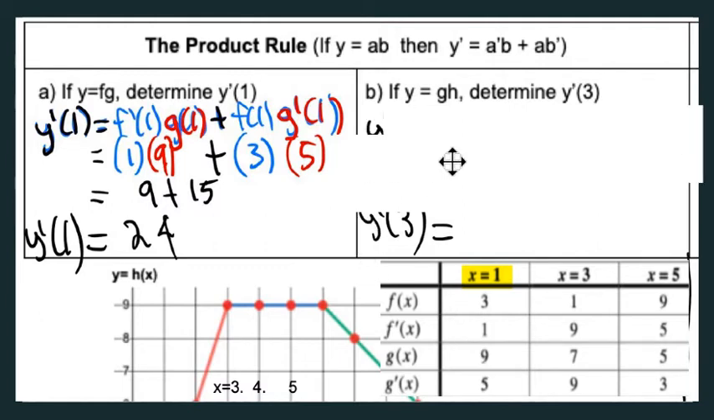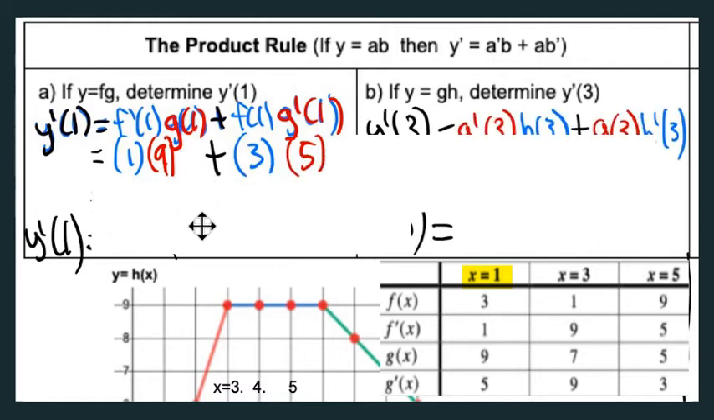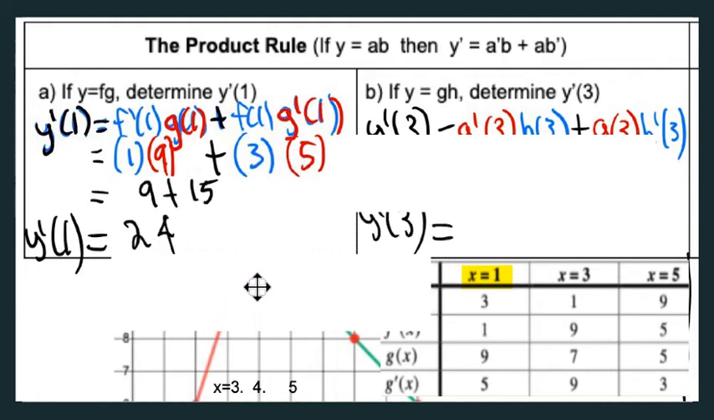So that, folks, is our product rule by substituting in 1. 1 times 9 is 9, 3 times 5 is 15, 9 plus 15 is 24.